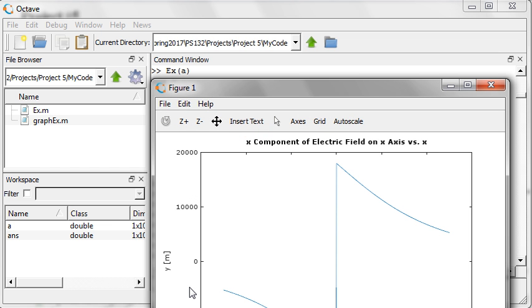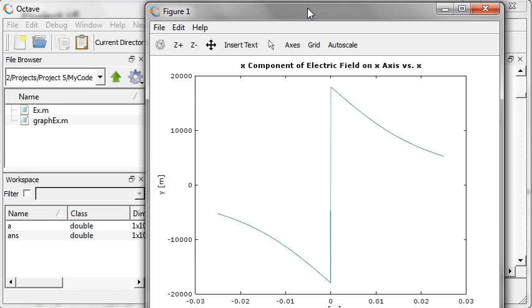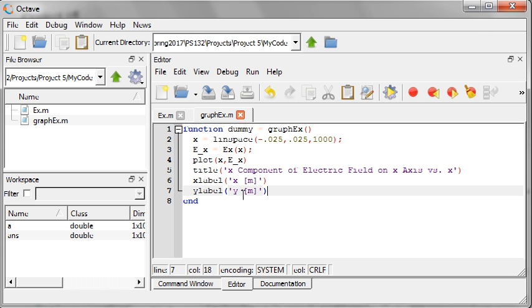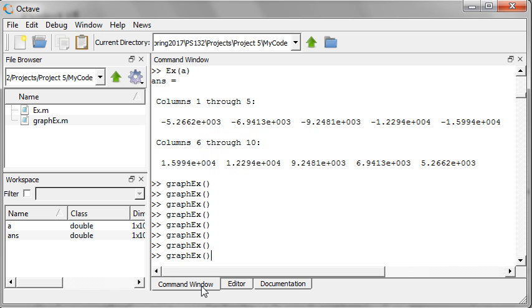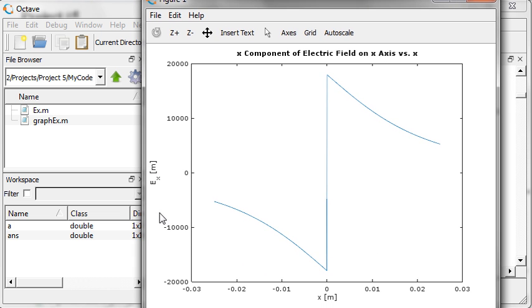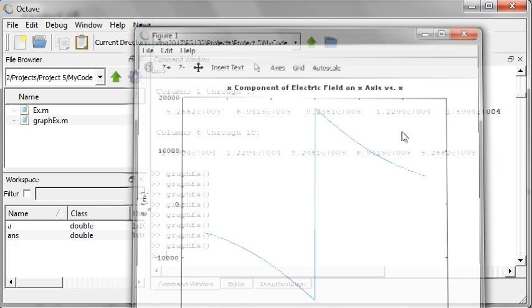X component of electric field on x-axis versus x. Y in meters. It's supposed to be E subscript x. I think I just typed in the wrong thing there. Yeah, it is the y-axis, but it's E sub x. Control S. Try it again. I like the fact that when you use that underscore, it turns it into a subscript automatically. That's kind of cool. Except that's not in meters.